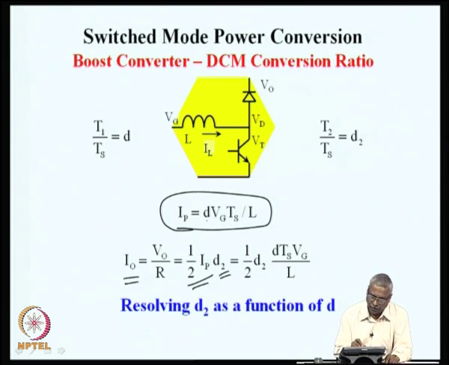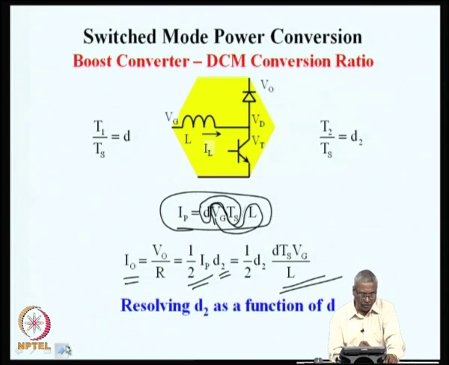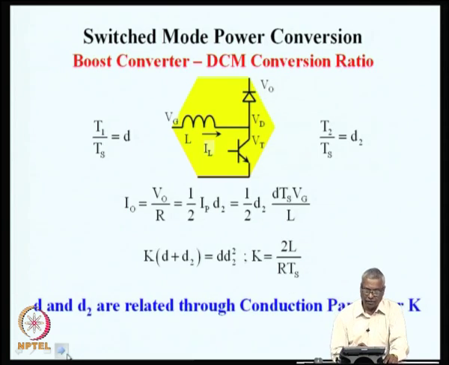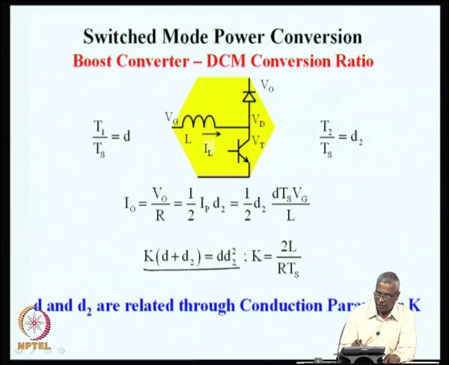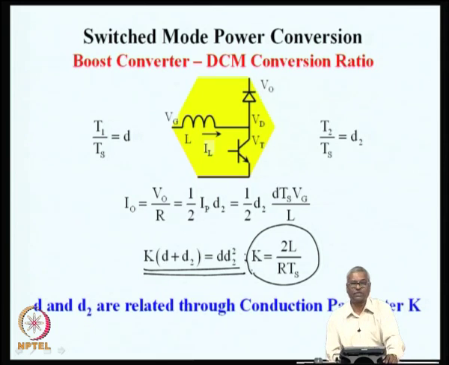The peak current is the slope during the on time: Vg by L is the slope, and Vg into D times Ts is T1. So, the peak current is given by this expression, and if we express the average current in terms of all these quantities, you get now the relationship between D, D2 and K as before, where K is the same conduction parameter for all these converters.